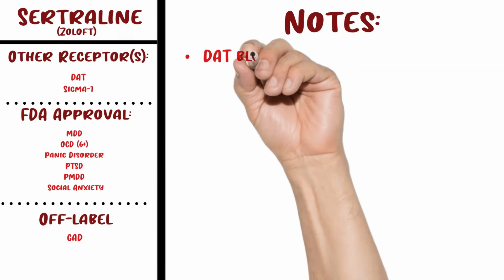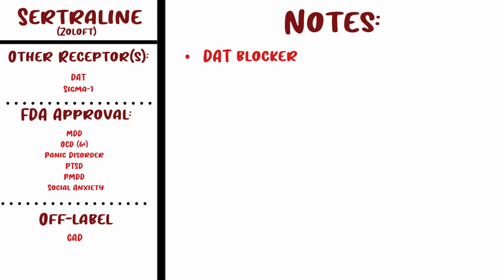So Zoloft blocks DAT, and DAT is the dopamine active transporter, which is responsible for the reuptake of dopamine. If you block that, you're going to have an increase in dopamine. It's unclear if Zoloft has enough DAT blockade for clinical relevance, but it's still really useful to remember the unique clinical properties of Zoloft, given what we know about what an increase of dopamine would cause.